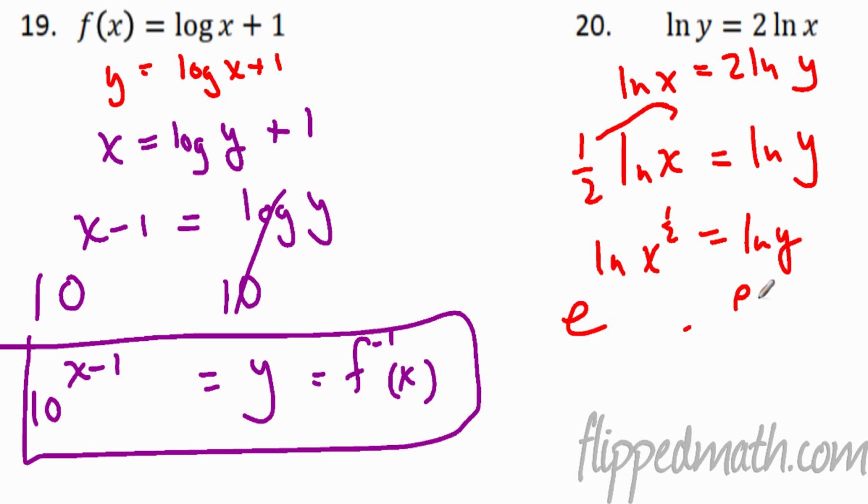Raise e to that, raise e to this. What are we going to get here? A whole bunch of canceling. We're going to get x to the 1/2 is going to equal the exponent I use on e to get y. If I use that on e, I get y. So y is going to equal x to the 1/2. So the square root of x equals y, which is our inverse function here.